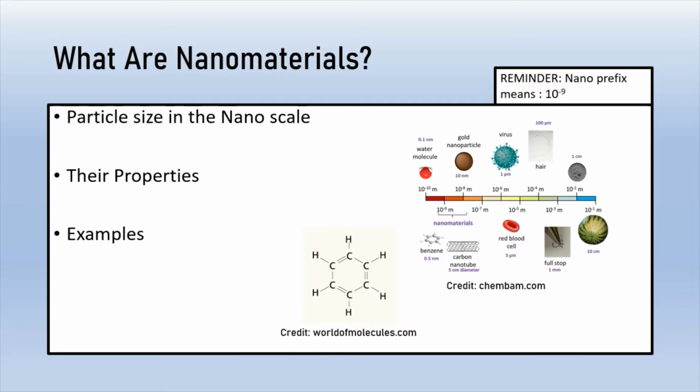Basically, the material particle size must be in the nanoscale, and if you remember your SI prefixes, you'll know that nano corresponds to 10 to the negative 9th power. This means that the size of the material's particle usually is within the range of 1 nanometer to 100 nanometers. That would make the particles equivalent to around 1 billionth of a meter. Now we will get to their properties.